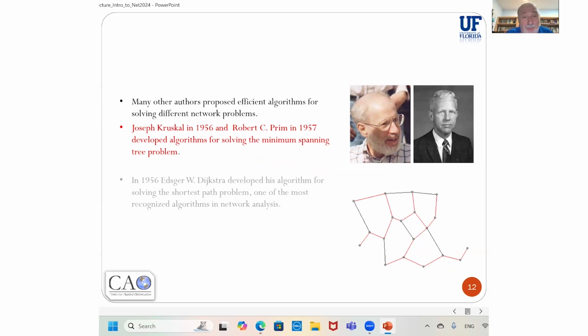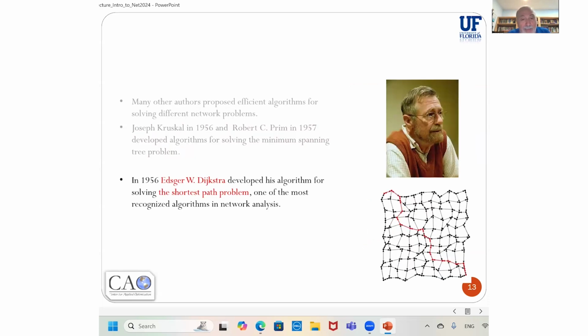And one of the first algorithms was by Kruskal and Prim, a greedy type of algorithm, that efficiently solves the minimum spanning tree problem. And also minimum spanning trees are the basic physical solutions in networks, when you consider them. So extremely important.